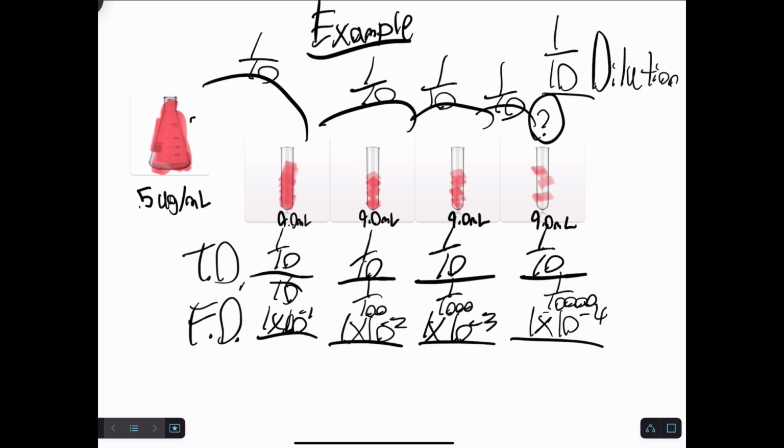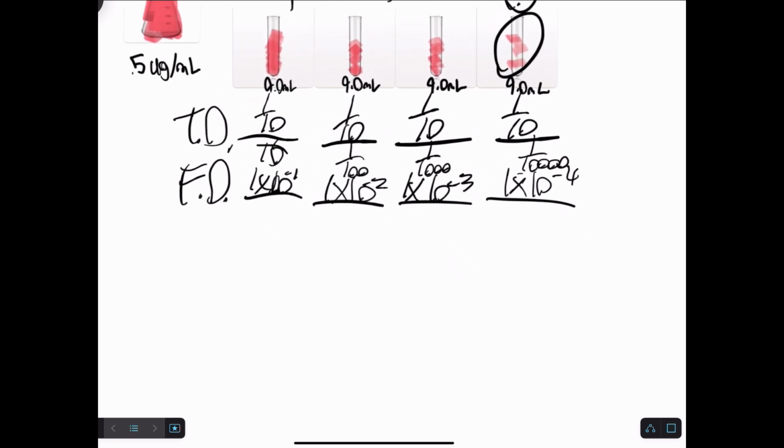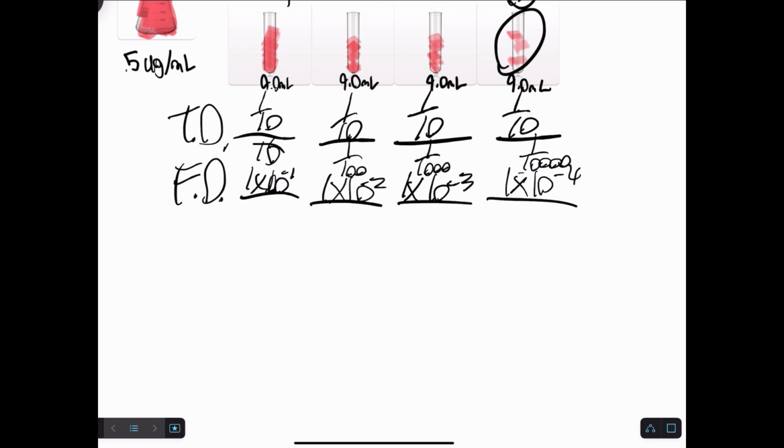So we need to find our initial concentration, which is 5 micrograms per milliliter, and we need to find the concentration for our 4th beaker here. This is how we're going to set up our equation. We're going to use our information. So we know we have 5 micrograms per 1 milliliter. This is what this means.